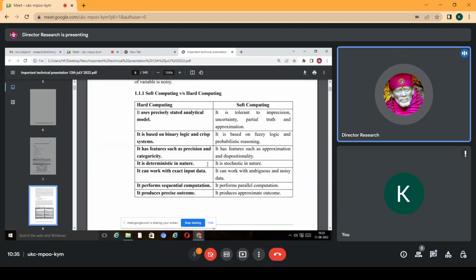Hard computing works on exact input data, whereas soft computing can work on ambiguous and noisy data. Hard computing performs sequential computation. Soft computing performs parallel computation. That's most important.